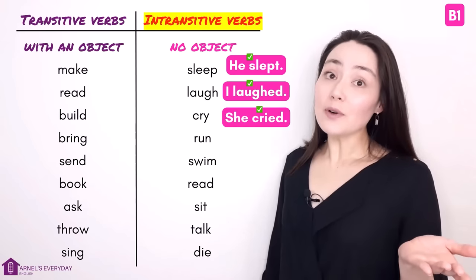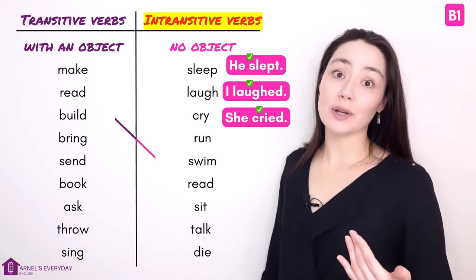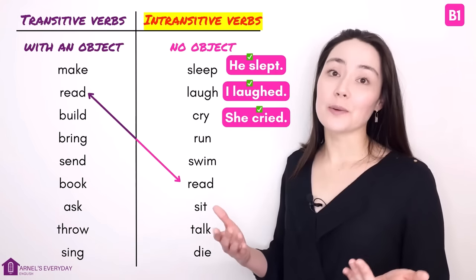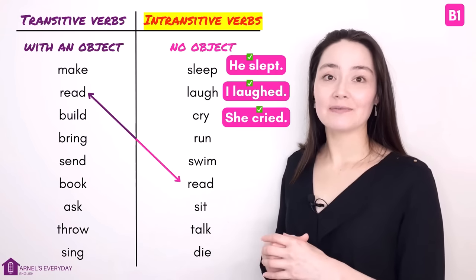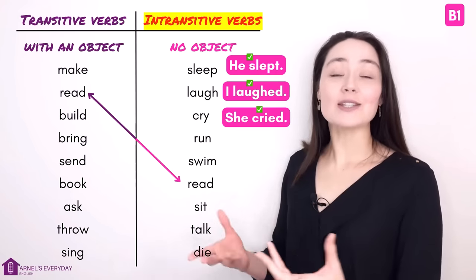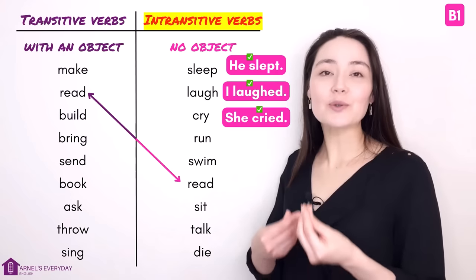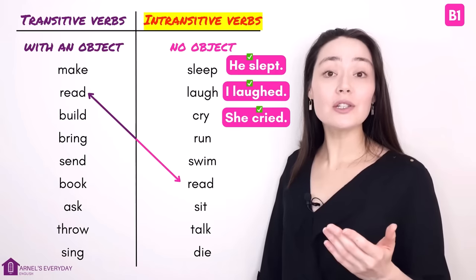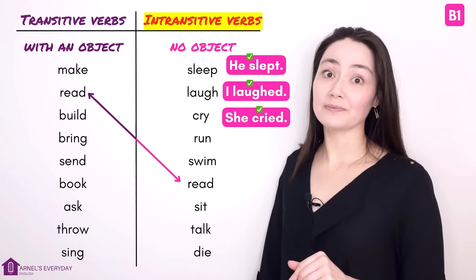Yes, some verbs can be transitive and intransitive, like the verb read. How do you know if a verb is transitive or intransitive? One, as you improve your English, you'll get a natural feeling for when you need an object or not. Two, a good dictionary will tell you.